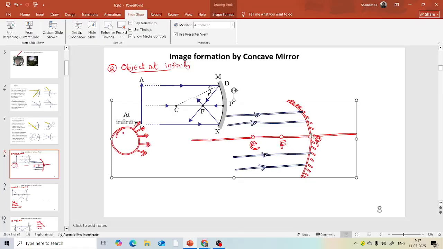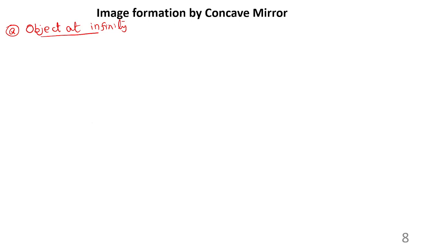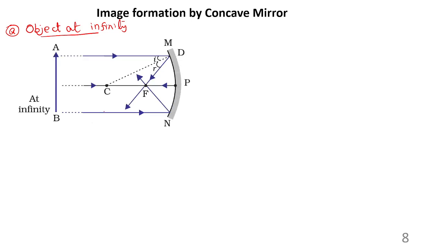I will show the textbook diagram. Look here. You have to practice drawing like this. Some object is there. Let it be the sun, which is very far away from the mirror. Concave mirror. Remember, this type of mirror is concave.